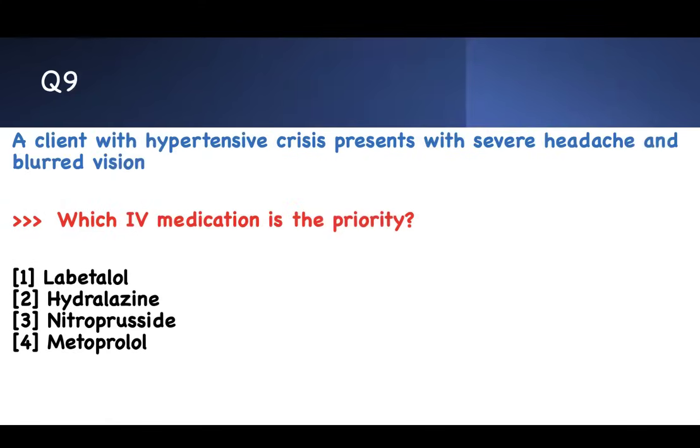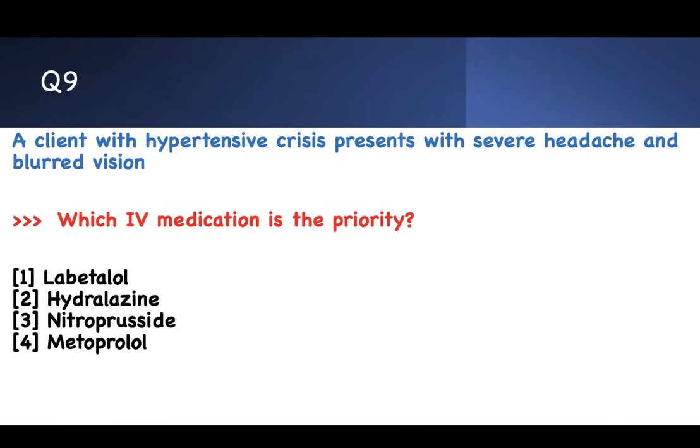Easy. Which IV medication is a priority? Which one is a priority? A client with what? Hypertensive crisis, right? Presenting with severe headache and blurred vision. That means they have urgency, right? They have problems associated with their hypertension. You need to bring the blood pressure down as quickly as possible. Which medication can do that?